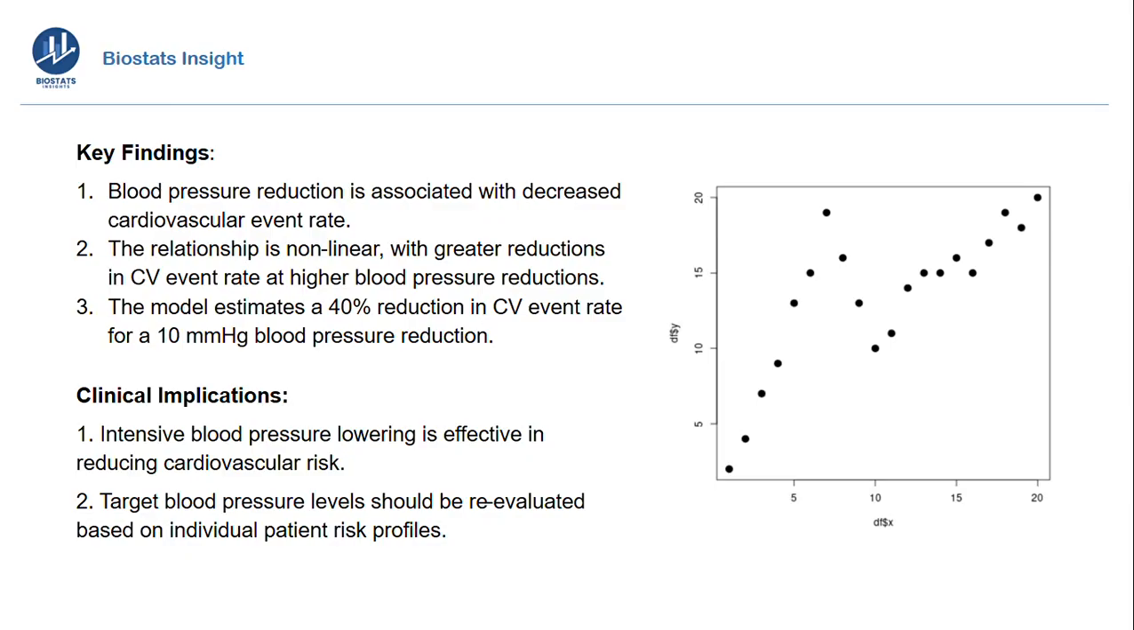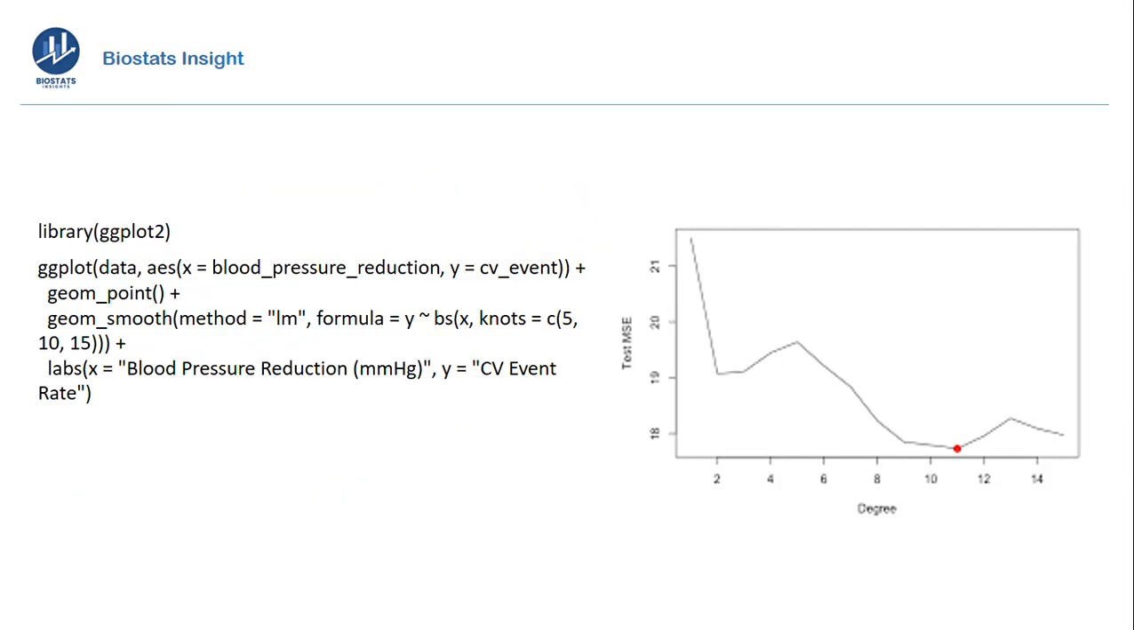We have to re-evaluate it with the individual patient or subject risk profile. That would be a further process, or further steps, that we have to follow. Now, this is the graph that we are creating through the library ggplot, and this is the code that you can use.